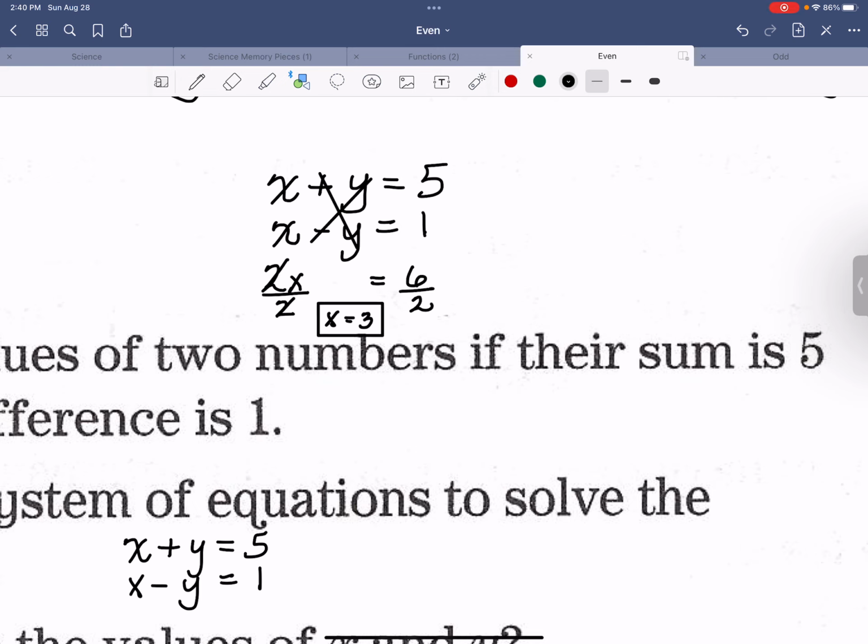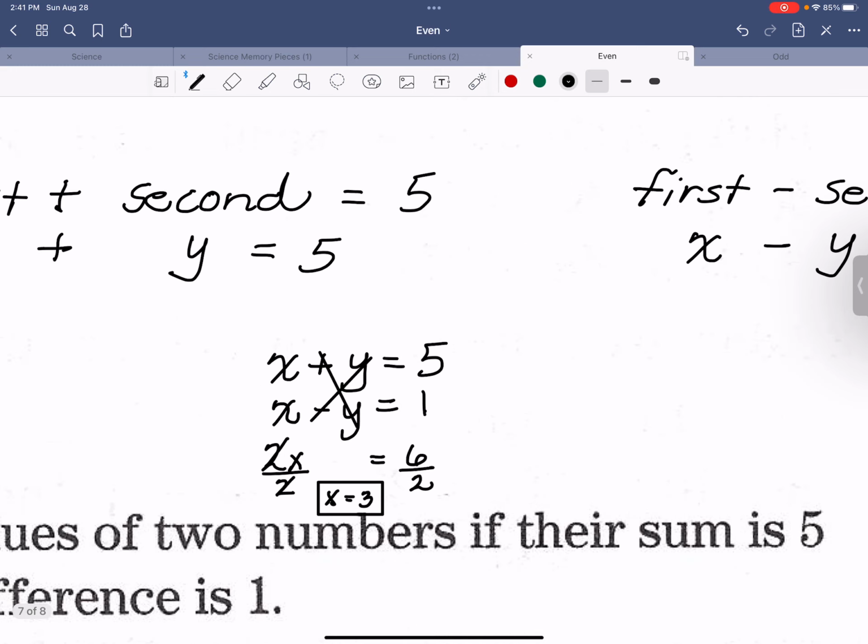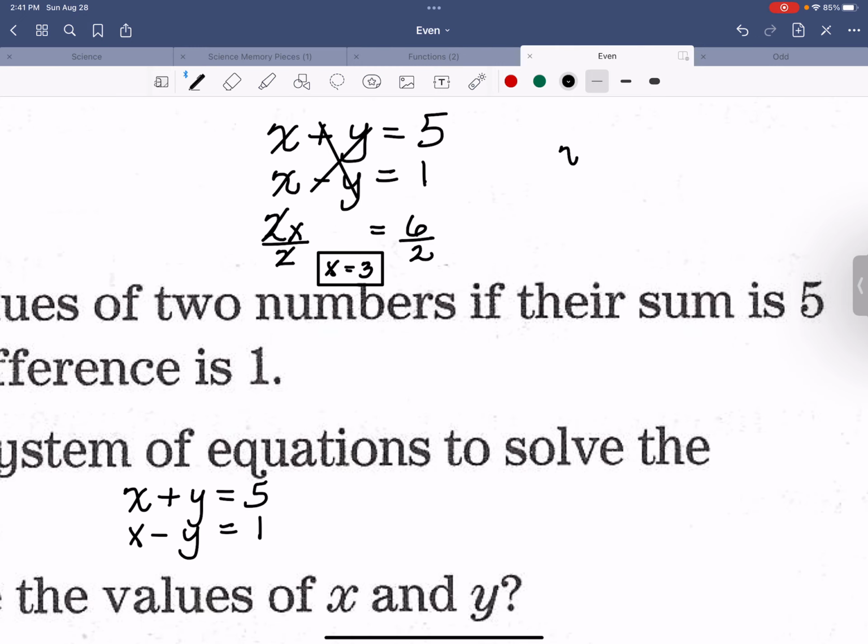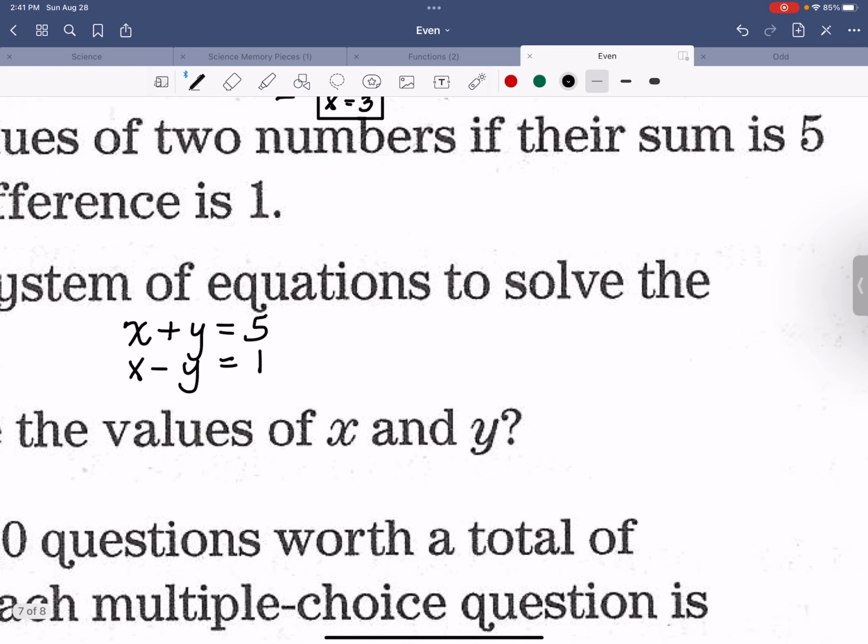But remember, the solution to a system is a point. So we need to substitute that 3 into one of our equations. I think I'll just use the first one. Doesn't matter. So 3 plus something is 5. And I know that has to be a 2. So x is 3 and y is 2. And that is the solution to the system. So answer B is going to be the point 3, 2.